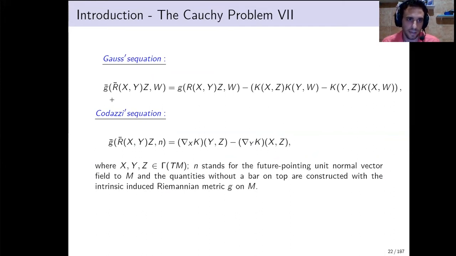Here again, everything that has a bar on top refers to space-time quantities, and things that don't have a bar on top are constructed with the induced Riemannian metric G on M. Okay, so this is the curvature tensor on space-time and the curvature tensor on M as given by G. So we see here clearly that the induced metric G and the extrinsic curvature have to satisfy these constraints in order for us to be able to even think about posing the initial value problem appropriately.